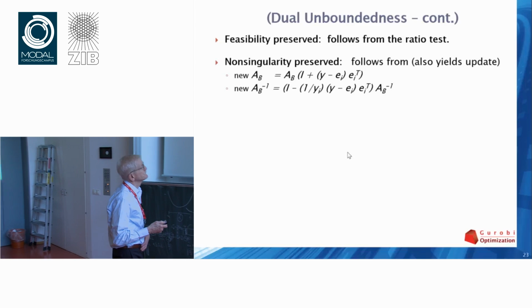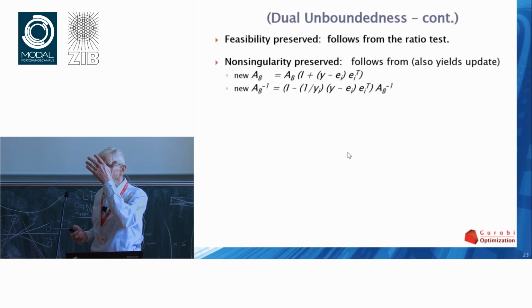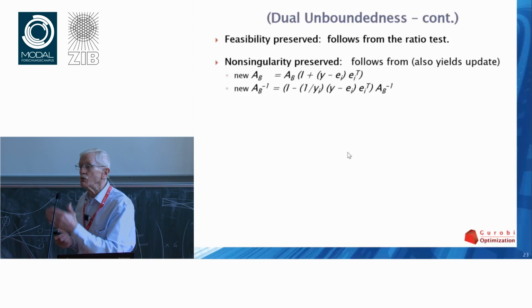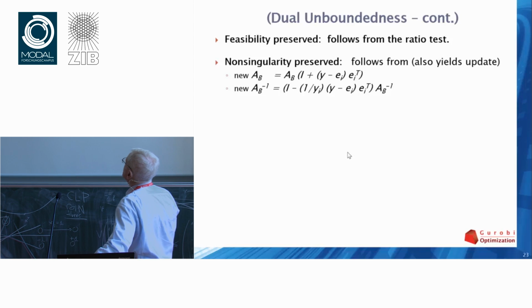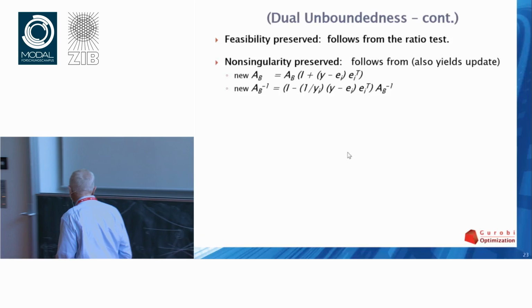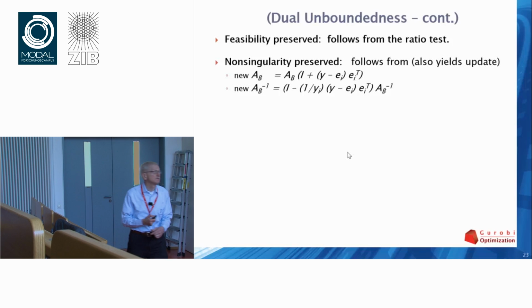So, the fact that feasibility is preserved in the algorithm, because we need to preserve dual feasibility, as we just argued, follows from the way we do the ratio test. So that's been proved. We need to conclude that non-singularity of the basis is preserved. I do not propose to go through the details of that.